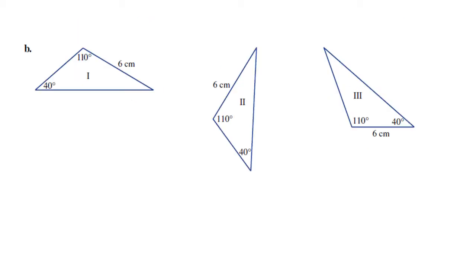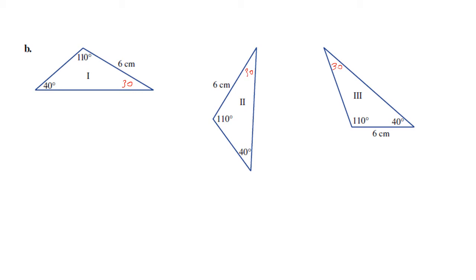Again, we'll just calculate the interior angle that's missing. It's going to be 30 degrees. I'm just going to get my pen in a sec. Actually, in all these triangles, it's going to be 30. So now let's look at corresponding sides. We've got one side that's the same in each of the triangles. Okay, so let's have a look.